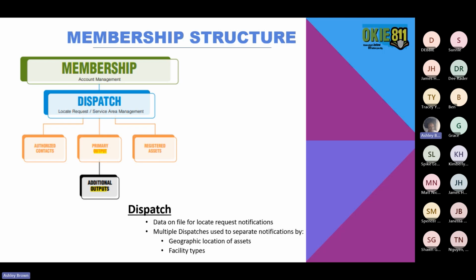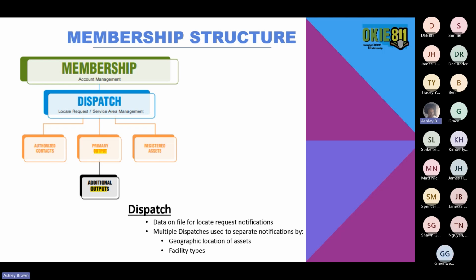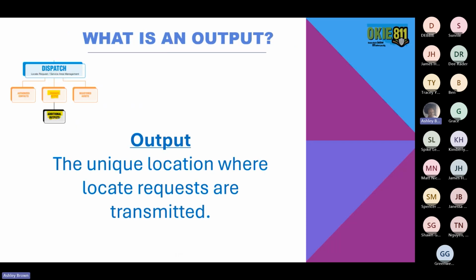They're all going to contain certain elements. One, all dispatch codes are going to contain the authorized contacts for that organization. Each dispatch code is going to contain the personnel that are able to positively respond on behalf of the locate request for that dispatch code. Each dispatch code will have its own registered mapping, and each dispatch code is going to have its own outputs, which is what we're here to discuss today. An output is the specific location where you have selected for Oki 811 to transmit your company's tickets.